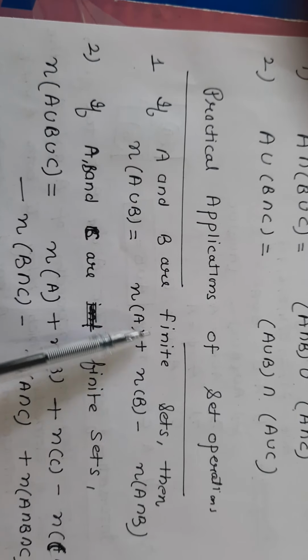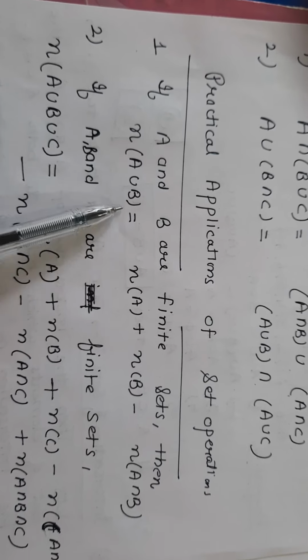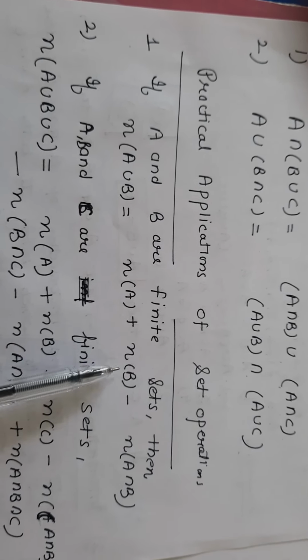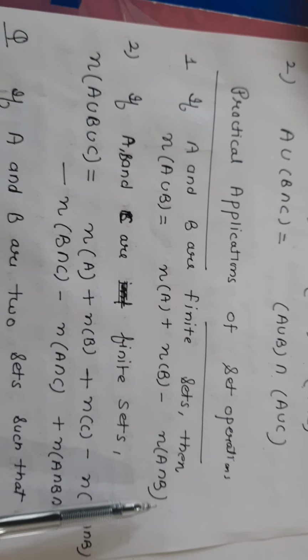Next, practical application of set operations. If A and B are finite sets, then the number of elements in A union B is equal to the number of elements in A plus the number of elements in B minus the number of elements in A intersection B.